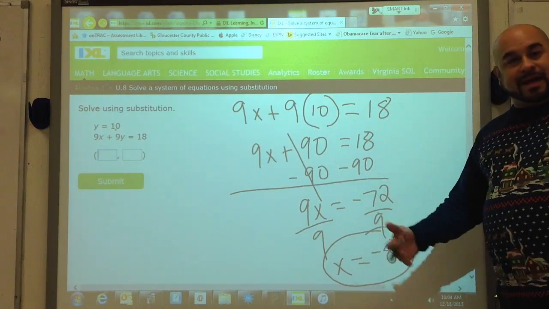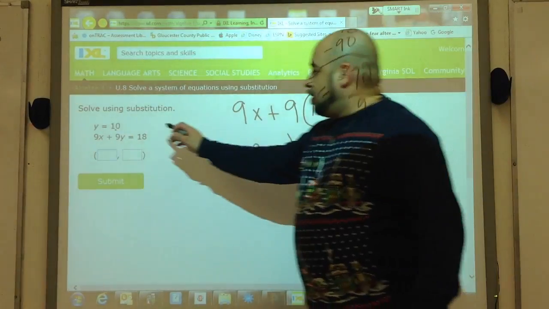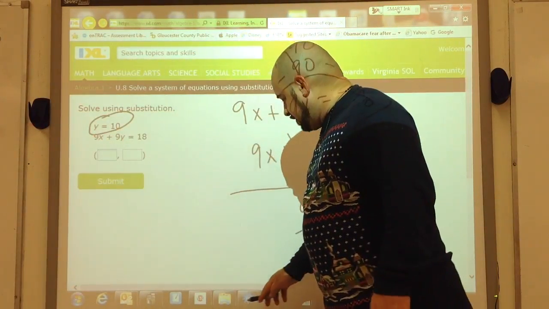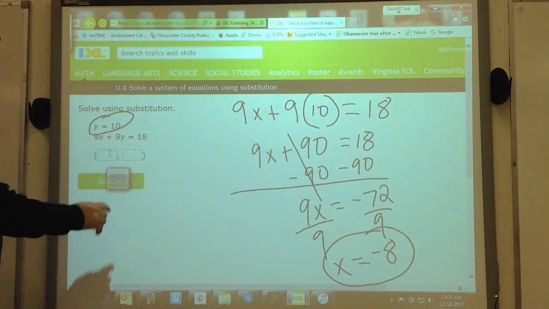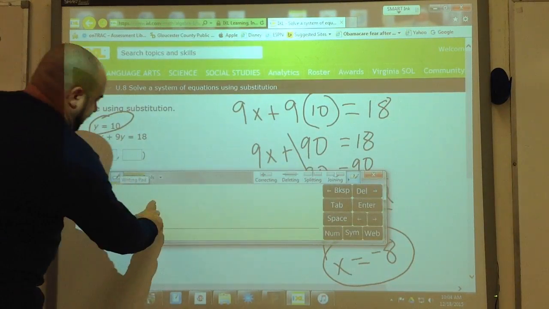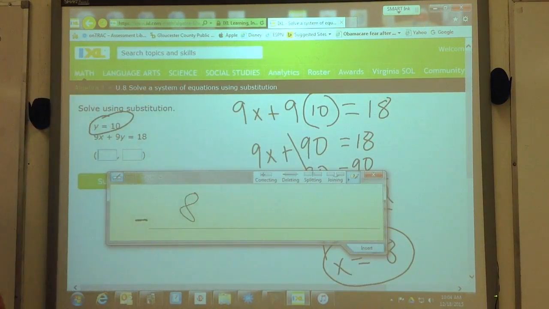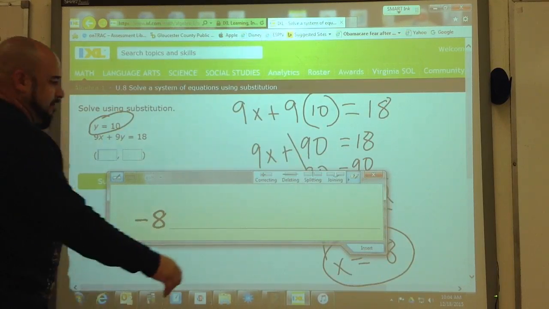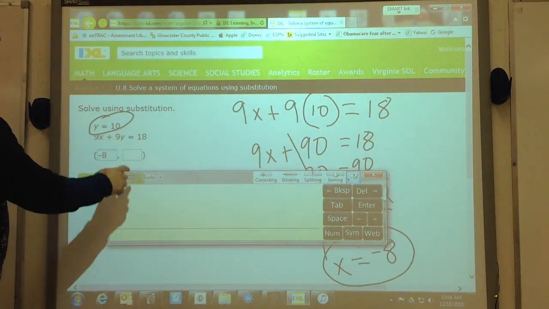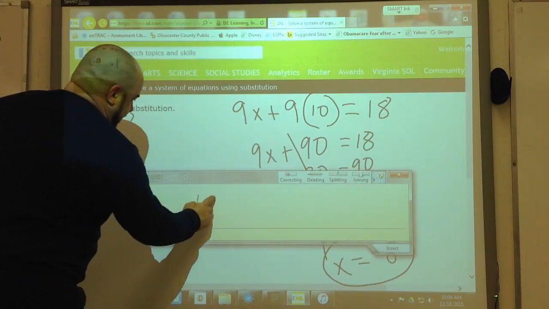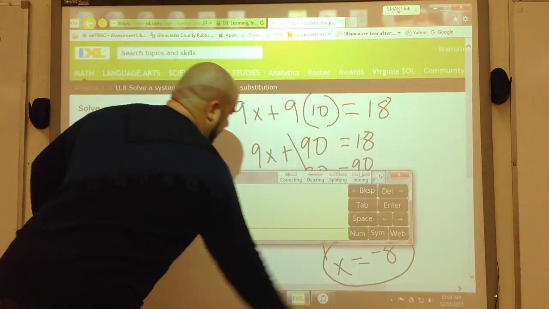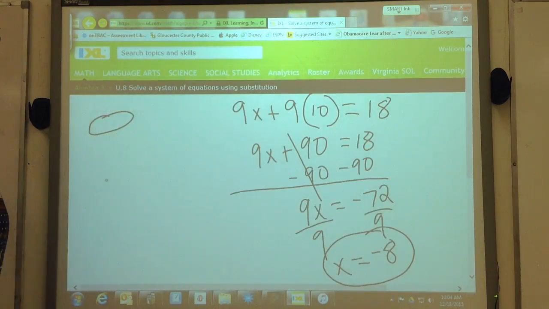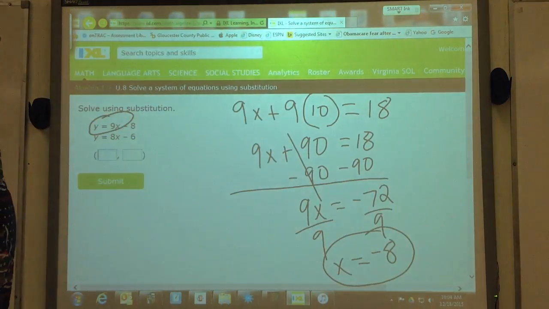So now we know what x is. We already know what y is, so we can type them both in. So let's start with the x. X is negative 8. Let's see if it reads my handwriting. Insert. And then you know that y is 10. And we insert again. So negative 8 and 10, and we did a great job.